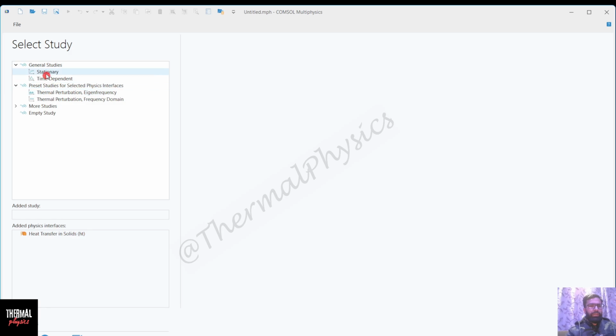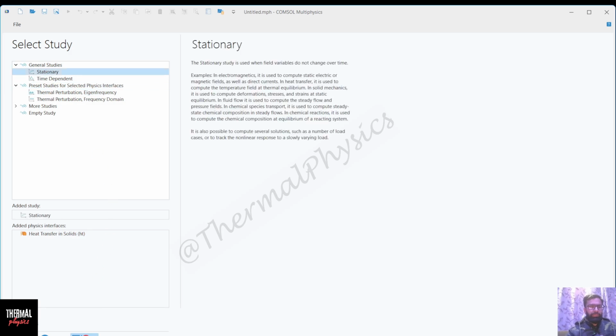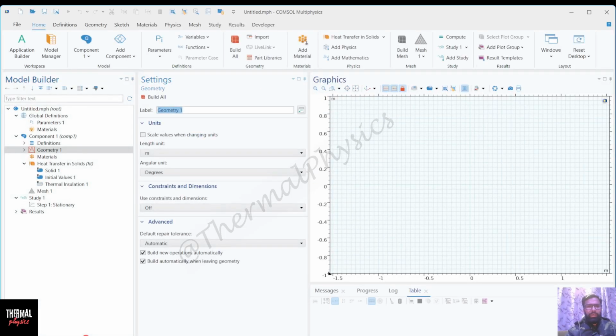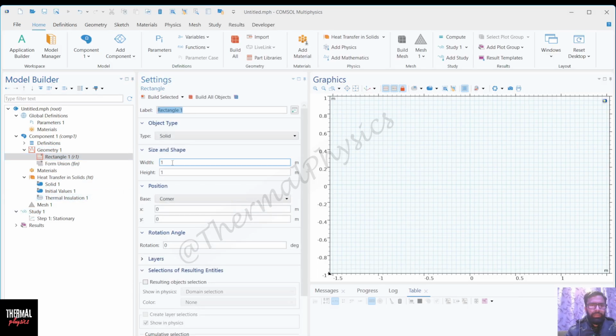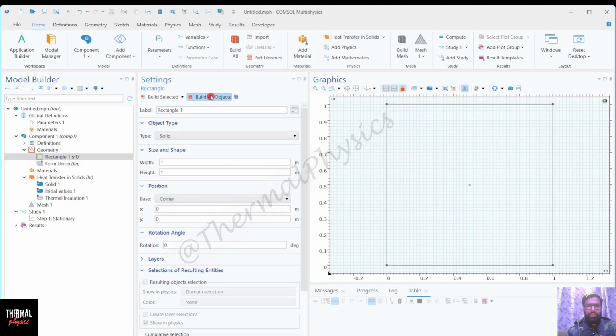Now we'll choose the study, which is stationary, because there is nothing to do with the time, so it is stationary steady state. Now first of all, we have to create the rectangle. So we'll go to geometry, we'll right click, then choose rectangle. Then we have to choose length, width 1 meter, height 1 meter, which is by default chosen, and we'll build it. Now this is a rectangle.